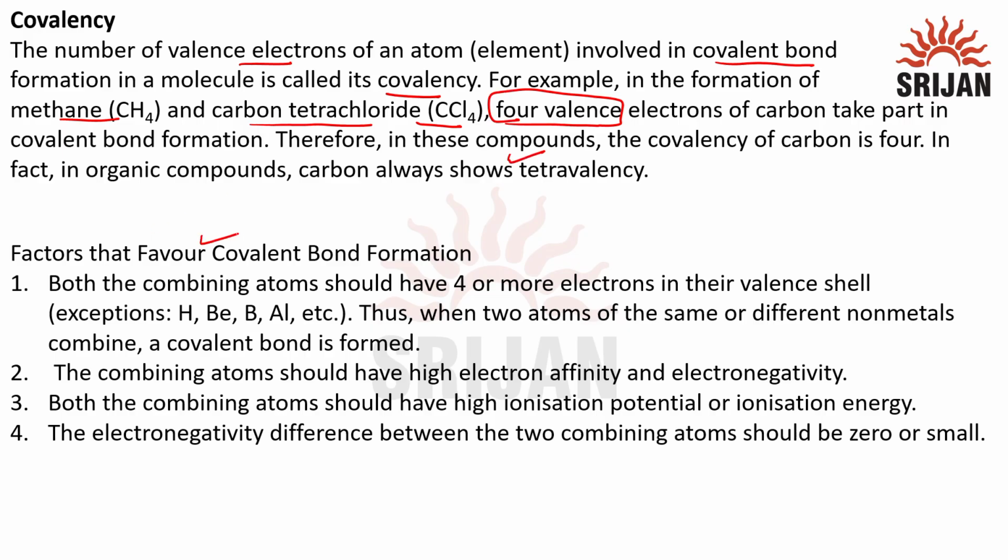Now, what are the factors that favor covalent bond formation? First, both the combining atoms should have 4 or more electrons in their valence shell. That will result in the formation of a covalent bond easily, right? The second is that the combining atoms should have high electron affinity, or we can say high electronegativity, so that they can easily share the electrons between them, right? The third factor is that both the combining atoms should have high ionization potential or ionization energy. And the last factor is that the electronegativity difference between the two combining atoms should be zero or very small. So these are the conditions for covalent bond formation.